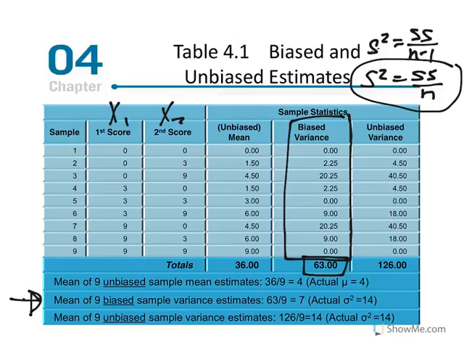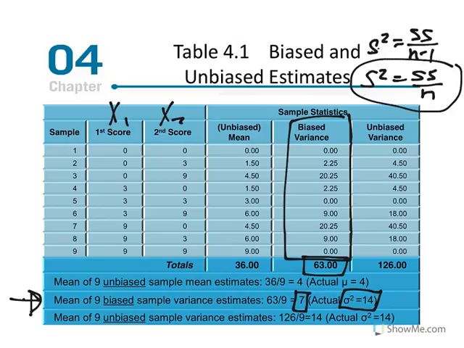So now let's consider the average of the biased sample variance. So the mean of the 9 biased sample variance estimates is equal to 63 divided by 9. So we get a sample statistic of 7, meaning that this is the average sample variance for all 9 samples. But the actual population variance is equal to 14. So they're not equal, and that's why we refer to that process as being biased. It's biased because it's not producing a value of a sample statistic that's equivalent to the population parameter.